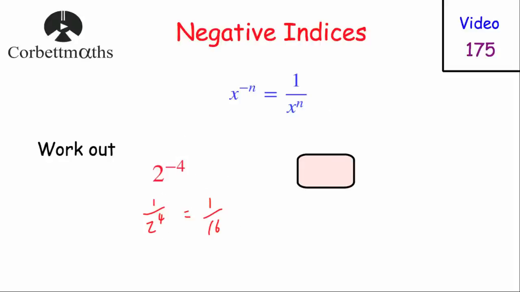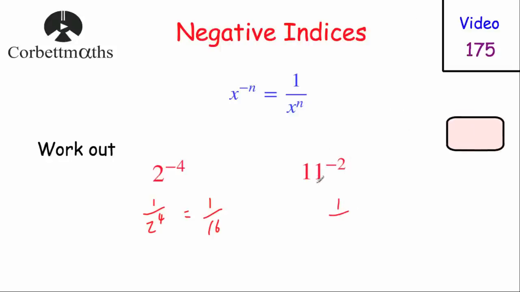Okay, let's have a look at our next one. So our next question is 11 to the power of negative 2. So again, if we've got a negative power, we can put 1 over and then 11 with just the positive power of 2. So we've got 1 over 11 squared. 11 times 11 is 121. So that should be 1 over 121. And that's it. So that's negative indices.